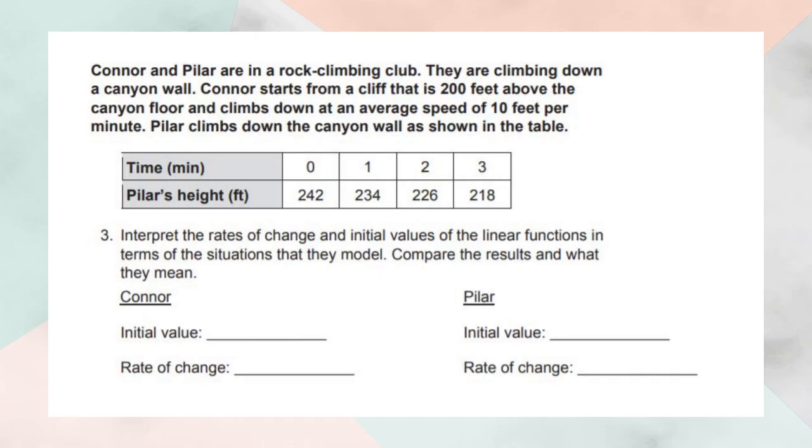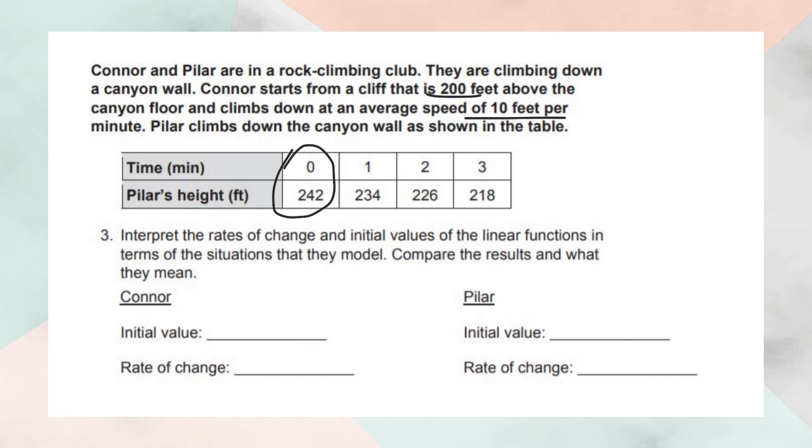Okay, so this is really where we're leading. So this one says Connor and Pilar are at a rock climbing club. They are climbing down a canyon wall. Connor starts from a cliff that is 200 feet above the canyon floor and then climbs at an average speed of 10 feet per minute. Pilar climbs down the canyon wall as shown in the table. So at 0, Pilar is at 242.